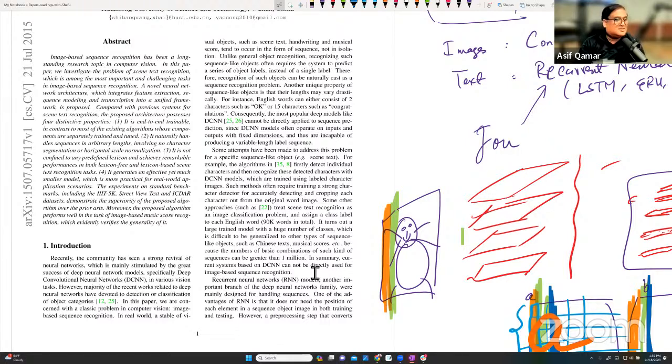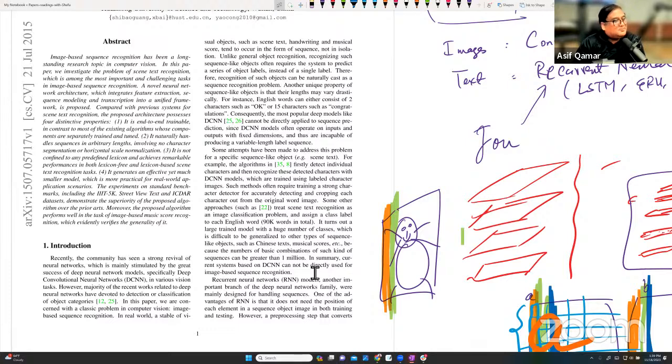Second was, it naturally handles sequence in arbitrary lengths, involving no character segmentation or horizontal scale normalization. So people were doing all sorts of hacks. They were trying to make it into a box, size box, and say, now I can recognize. You can't do that. Now, where do we get this property that we can produce text of arbitrary length? Because of the RNNs. It naturally handles sequences in arbitrary length.